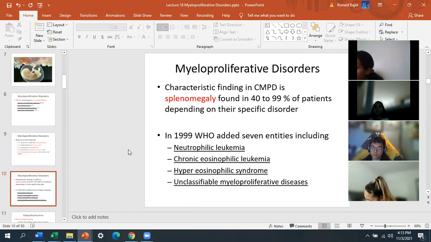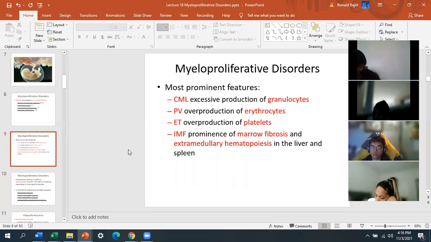One characteristic of chronic myeloproliferative disorder is splenomegaly, enlargement of the spleen. It's found in more than half of the patients, 40 to 99% of the patients. There are other classifications that the World Health Organization has added on to the myeloproliferative disorders, but I'm not going to focus on them. But they include neutrophilic leukemia, chronic eosinophilic leukemia, hypereosinophilic syndrome, and unclassifiable myeloproliferative disorders. So I'm not going to focus on those. Just these four entities are the ones I want you to know.